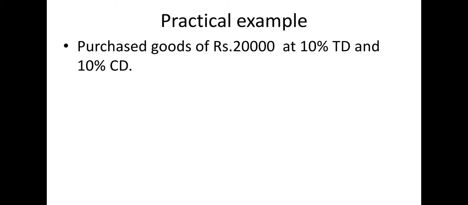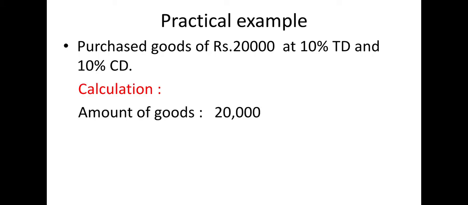Now one more transaction, student. Same type of transaction with a little change. You can see in this transaction, purchased goods of 20,000 at 10% TD and 10% CD. Now in this transaction, you can see the name of any person is not given. Clear? You will not find the name of anyone. So it is obviously a cash transaction. So cash discount we have to calculate. We have to consider. So first we will deduct trade discount as per rule, and after trade discount, we will calculate cash discount.